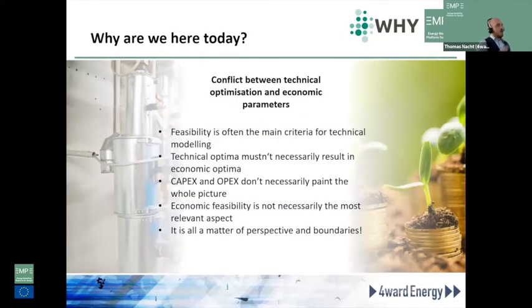So why are we here today? Basically, what we've seen in the last couple of years is that there's a strong conflict between technical optimization and technical simulation and economic parameters. More often than not, in technical models, technical feasibility is the main aspect we're going for. So can we increase the efficiency? Can we reduce the losses? Can we reduce the uptake from the public grid for electricity, for instance? Can we reduce downtimes of machines? Can we increase storage capacity? Stuff like that. Those are very, very common questions at the moment.